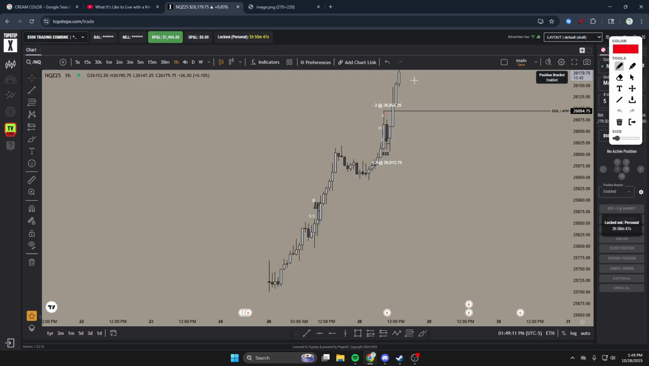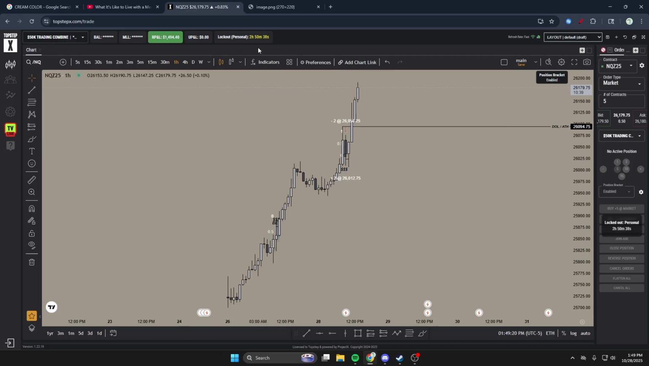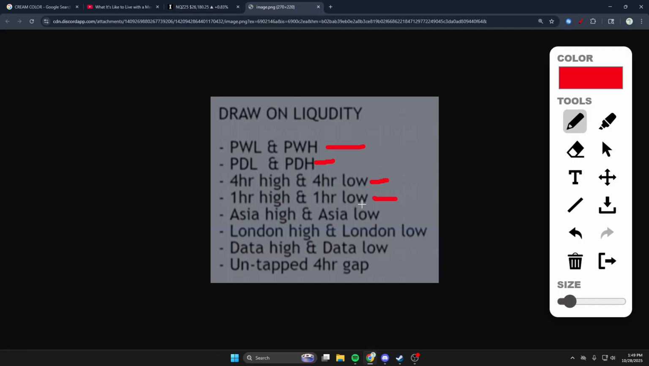So then you have, like, let's say you're taking shorts here on the 1 hour. You have this swing low, this swing low, this swing low, and this swing low. I wouldn't take any of these lows because I know there's internal lows in here on lower time frames, but that does not count in my opinion. So that's what they mean by 4 hour and 1 hour highs and lows.